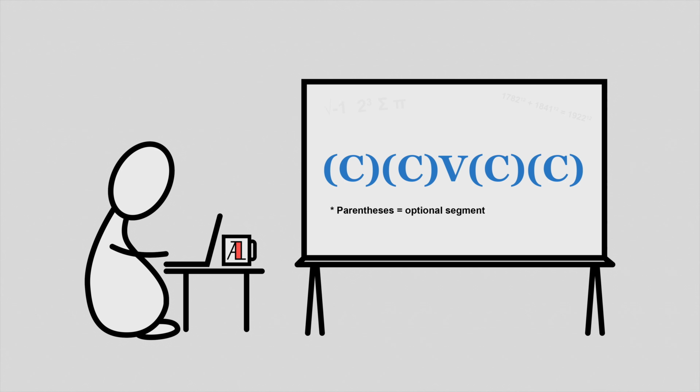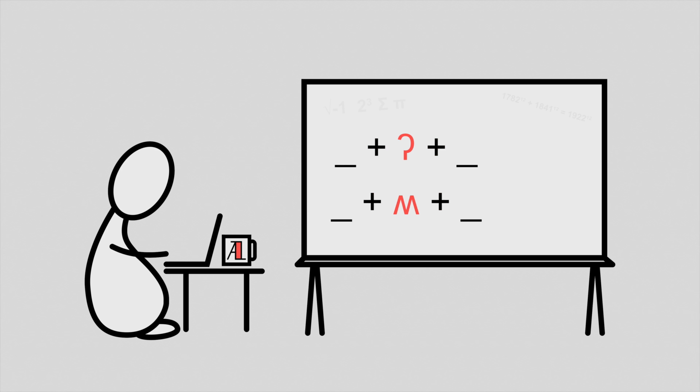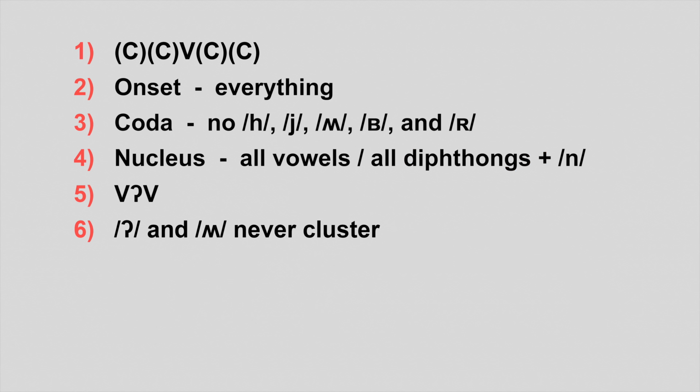Like I said, I want my language to be, at maximum, a CCVCC language, so I needed to address the issue of consonant clustering. Straight off the bat, I decided that the glottal stop and hwa should not cluster. Rule 6, the glottal stop and hwa never cluster.